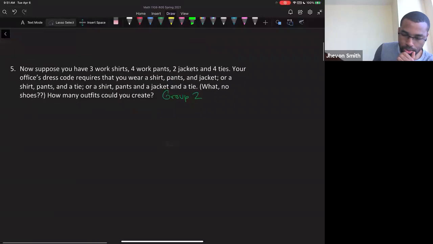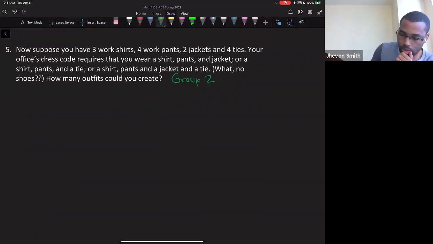Group two, problem five. What is your guess here? And it's going to be a very tight fit, so if you could respond quickly, that would be much appreciated.